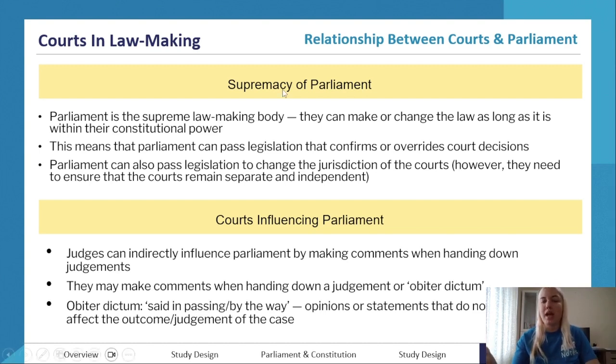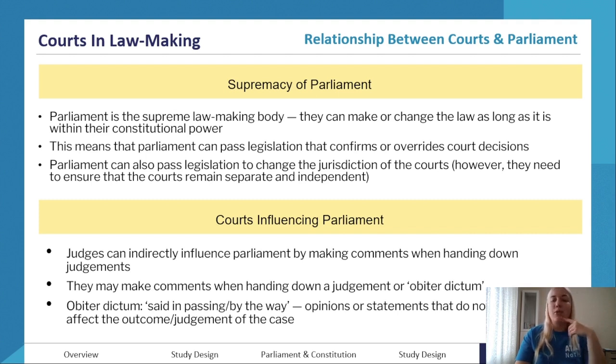So Parliament can make or change the law as long as it is within their constitutional power, and this includes overriding any common laws or court-made laws. So if they disagree with new precedents that courts have developed, they can just override them by changing their acts and therefore making those common law precedents of the courts invalid. This also means that Parliament can pass legislation that either confirms or overrides court decisions, does not agree with them, and abolishes them. They can even pass legislation to change the jurisdiction of the courts and their scope, so their original and appellate jurisdictions.